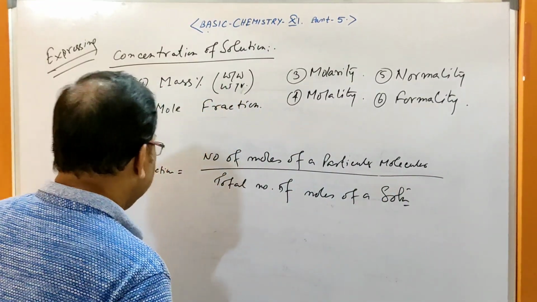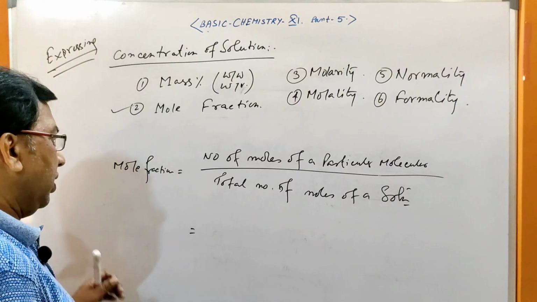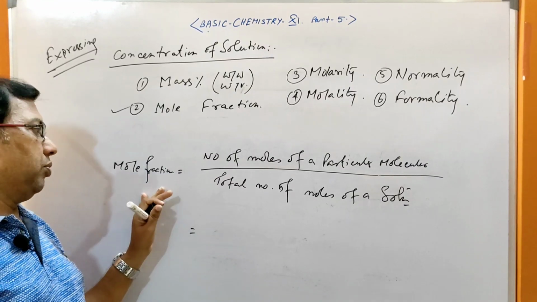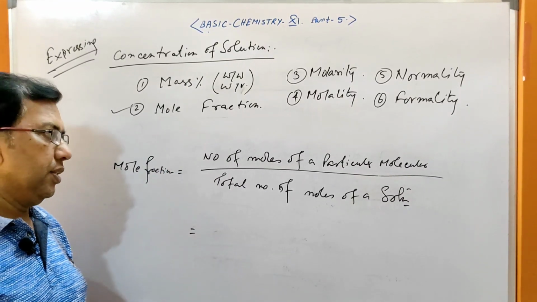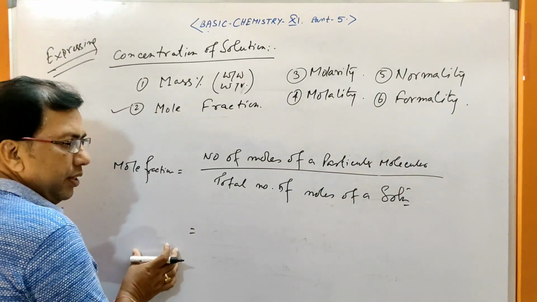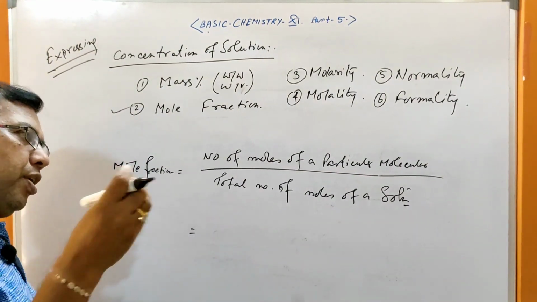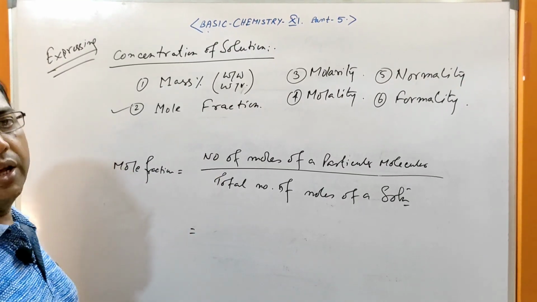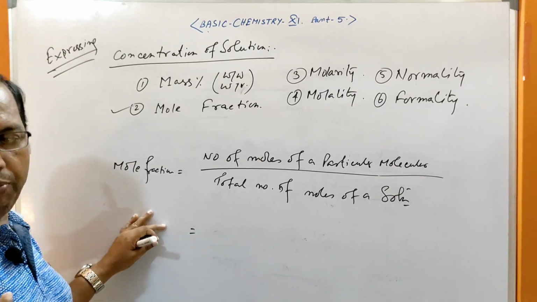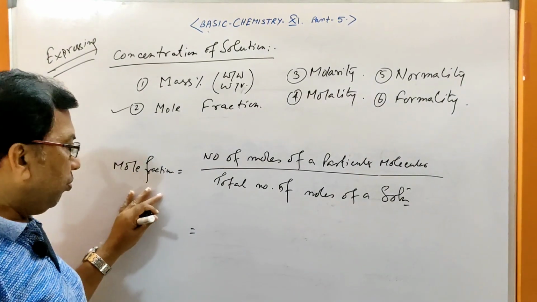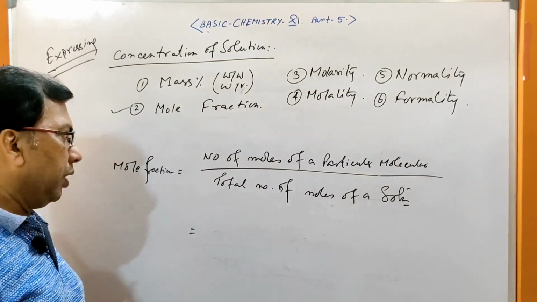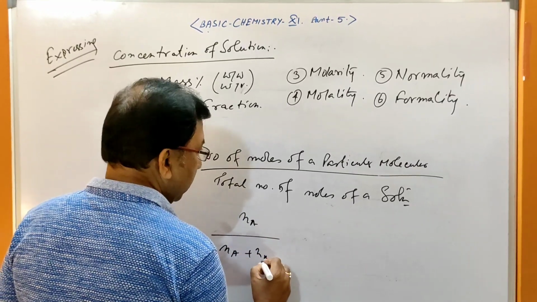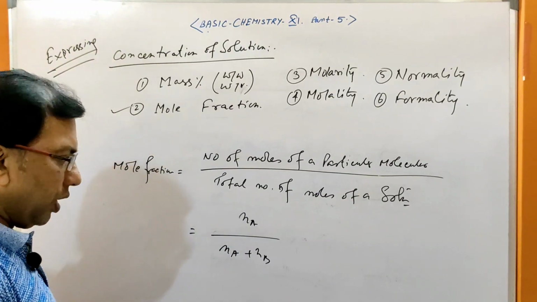Clear? Suppose the number of moles of the particular component in solution is Na and of the solute is Nb. So the mole fraction of A and B is Xa and Xb. If you find out the number of moles of A, it is Na by Na plus Nb into what? Into 100, or not?